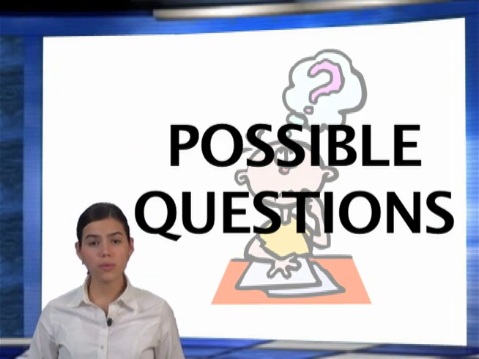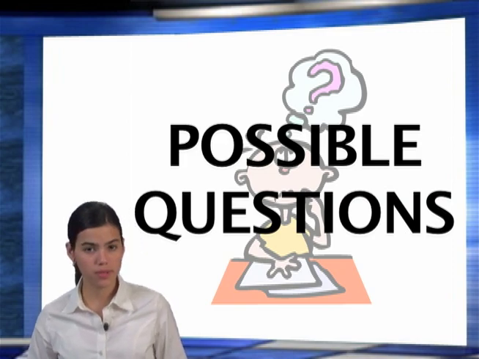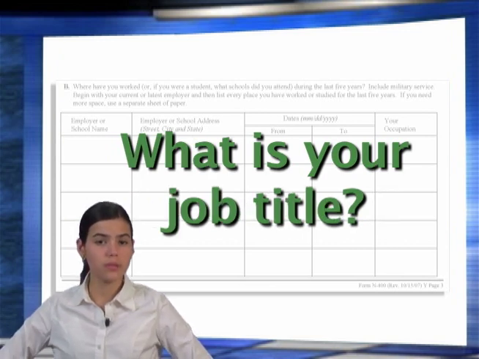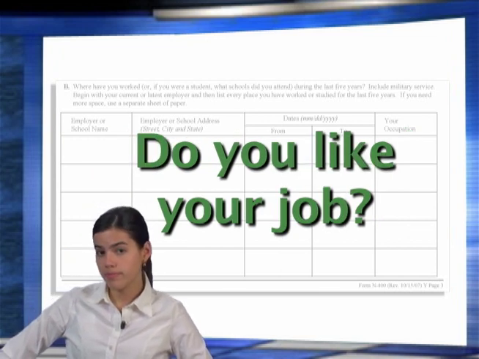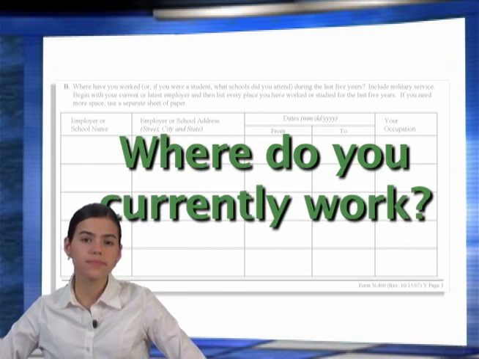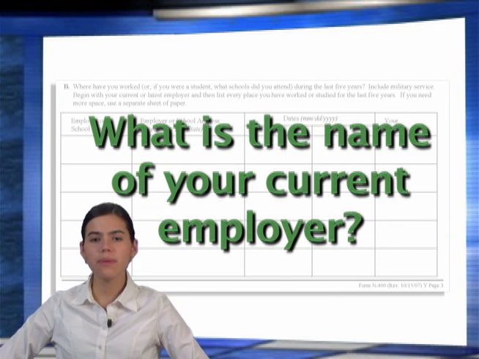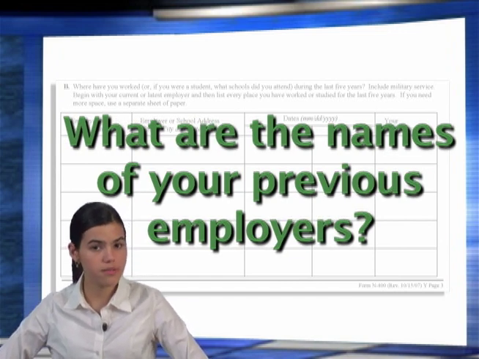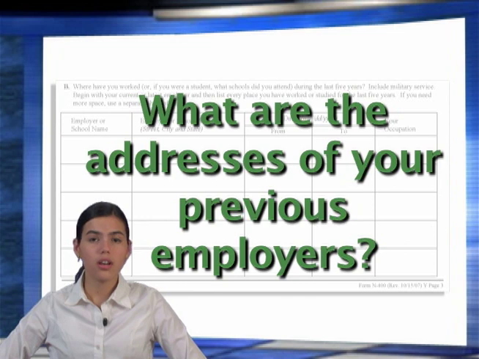Here are some of the possible questions that can be asked of you from Part 6, Section B of the N400 about your past and current jobs. What is your occupation? What is your job title? What do you do at your job? Do you like your job? Where do you currently work? What schools have you attended in the last 5 years? What is the name of your current employer? What are the names of your previous employers? What is the address of your employer? What are the addresses of your previous employers?